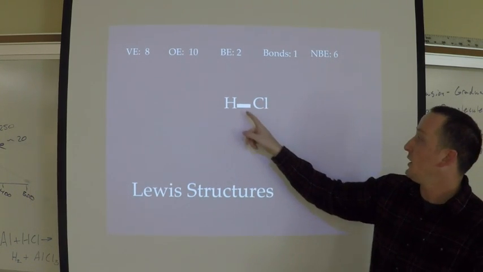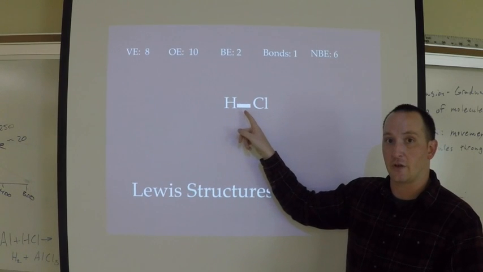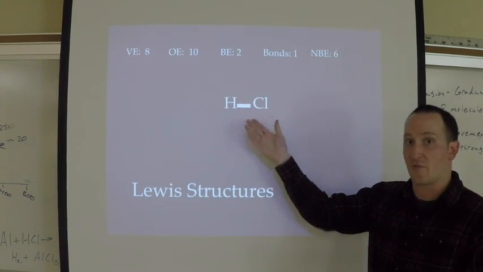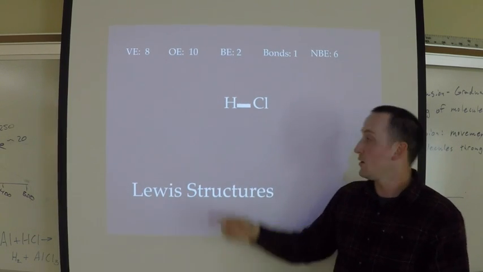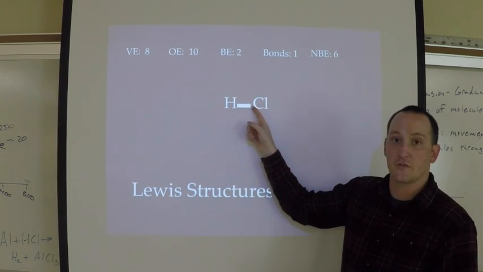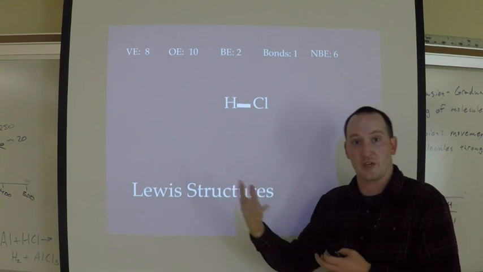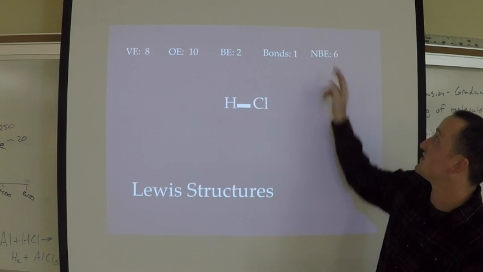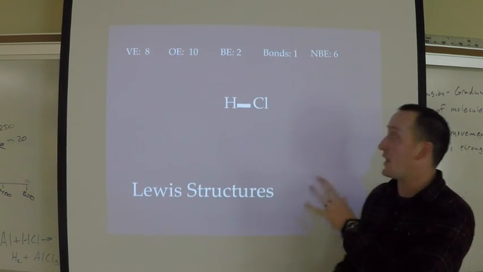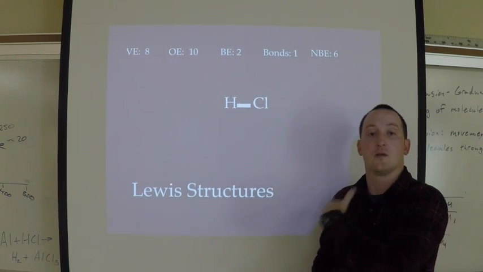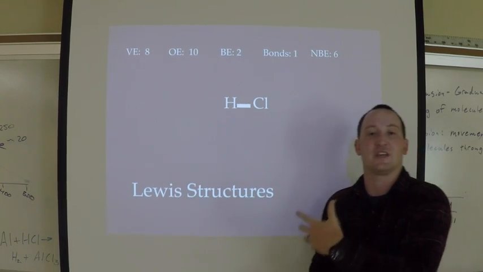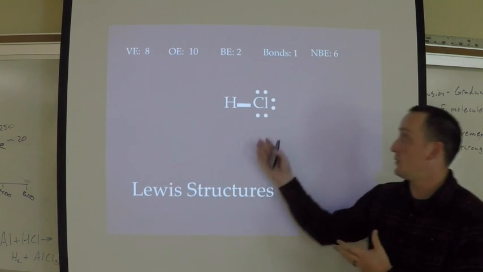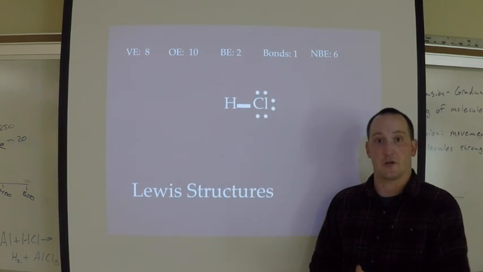Chlorine, on the other hand, also feels like it has these 2 valence electrons, but the octet rule says that every atom except for hydrogen wants to have 8. So chlorine feels like it has 2 electrons, which means it needs 6 more to get to 8. So these 6 non-bonding electrons that I have, I'm going to add around the chlorine to satisfy its octet in order to get it 8 electrons. So it would look something like this. And this would be my Lewis structure for HCl.